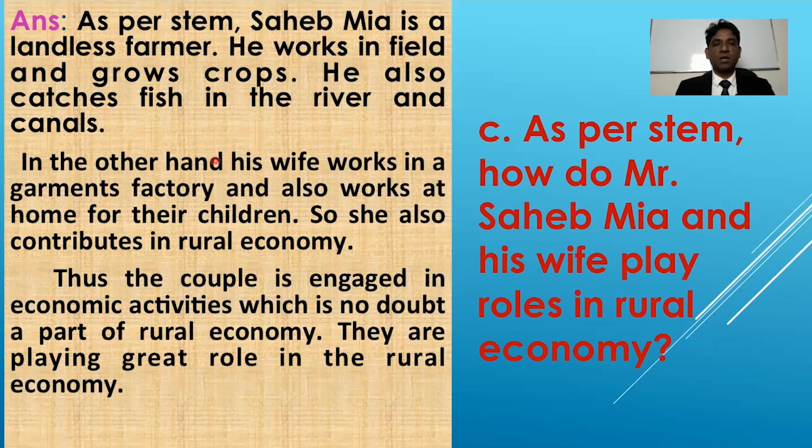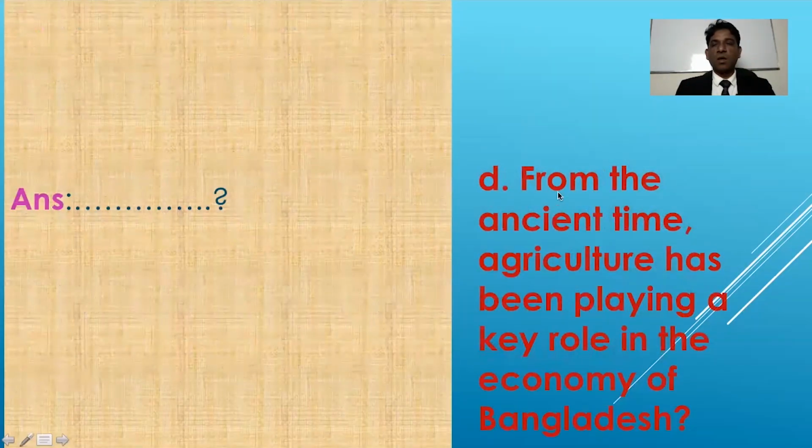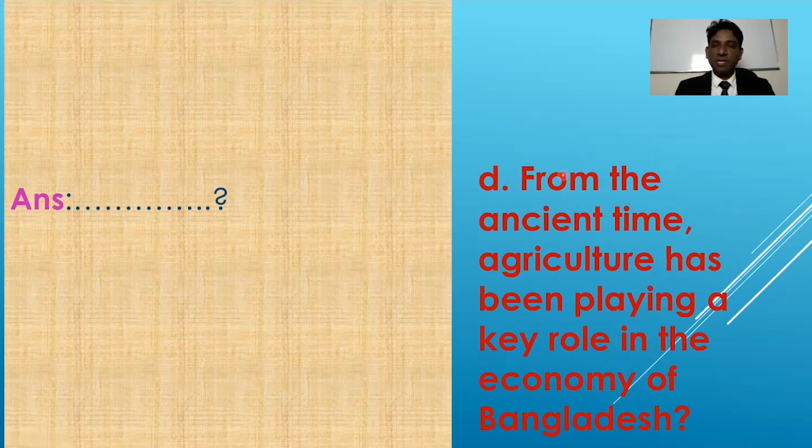Okay. Now students, last question here. From the ancient time, agriculture has been playing a key role in the economy of Bangladesh. So what does ancient mean? So you know the answer. Ancient means primitive age or old age. So how do they help the society to develop our country, to develop their condition?